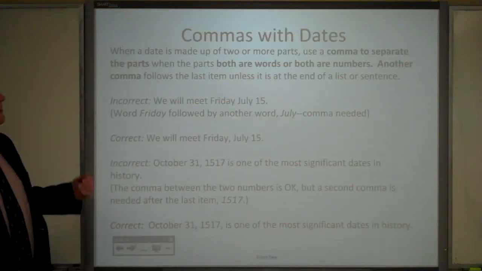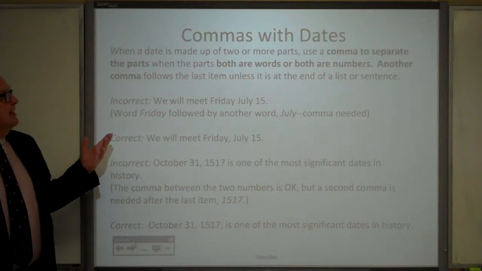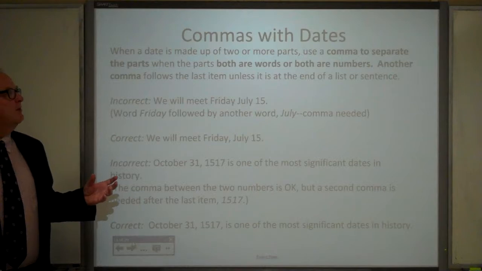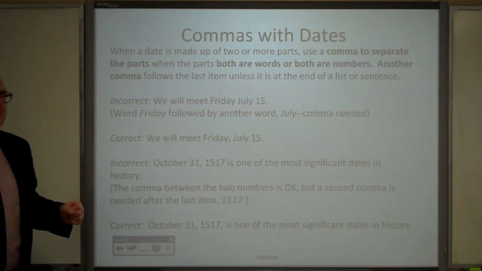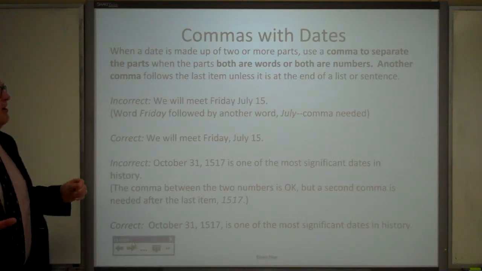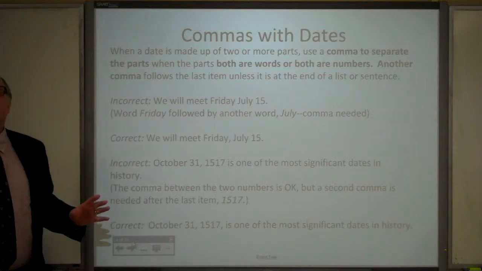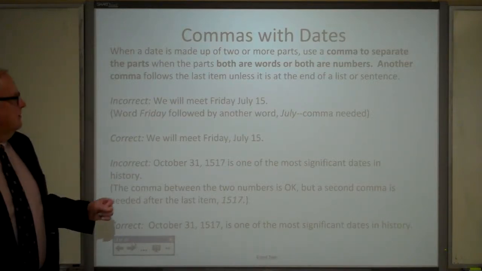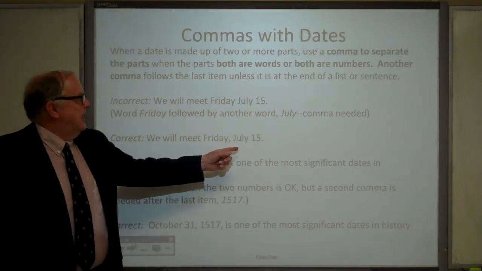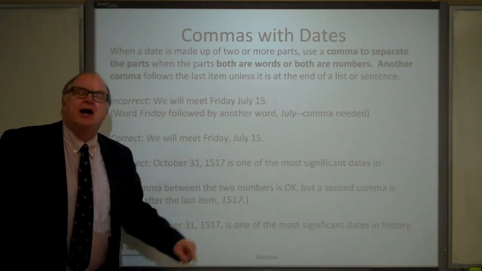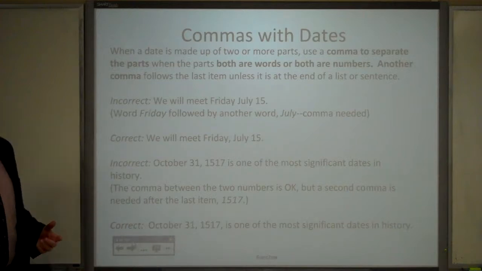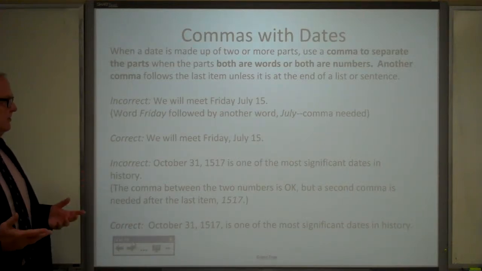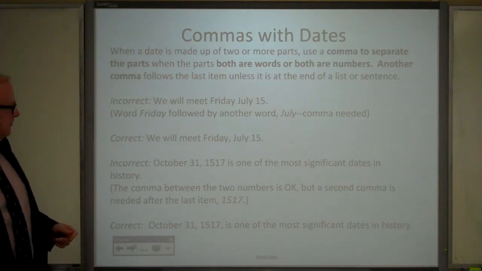Okay. Similarly, when a date is made up of two or more parts, you use a comma to separate the parts when both parts are words or both parts are numbers. You don't need a comma if one part is a number and one part's a word. So, we will meet Friday, July 15th. You need a comma between the Friday and July. Those two parts both are words, so you use a comma to separate them.